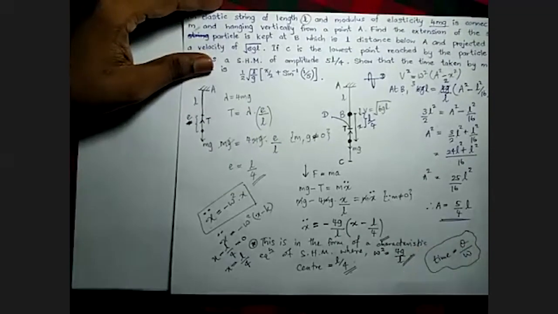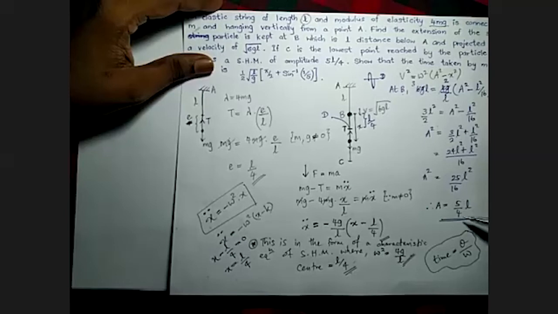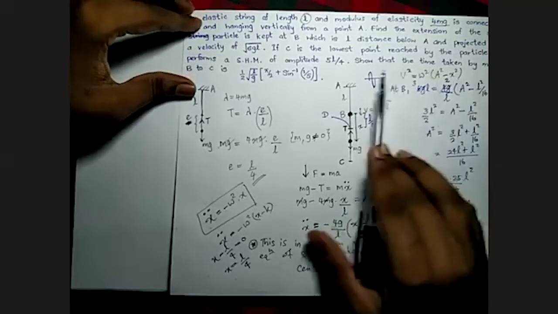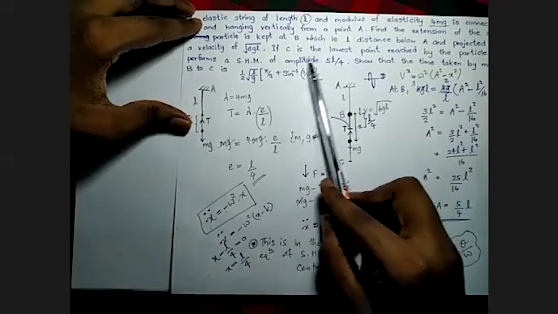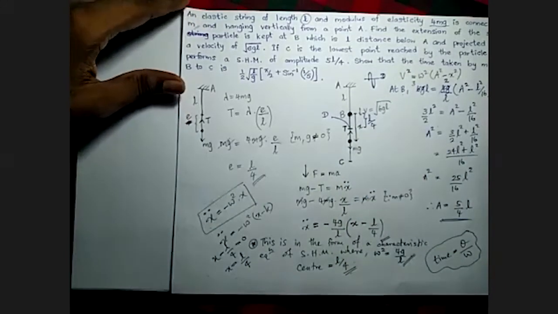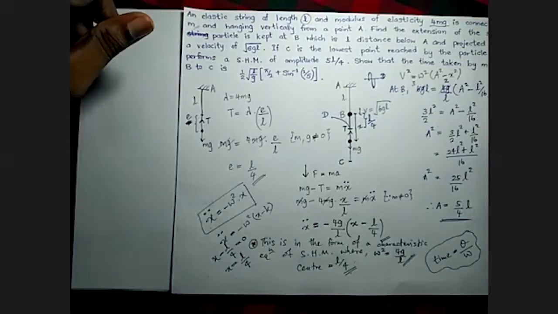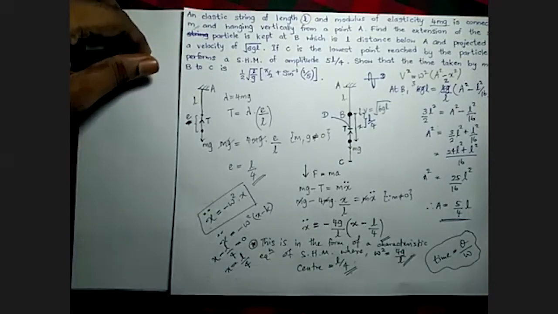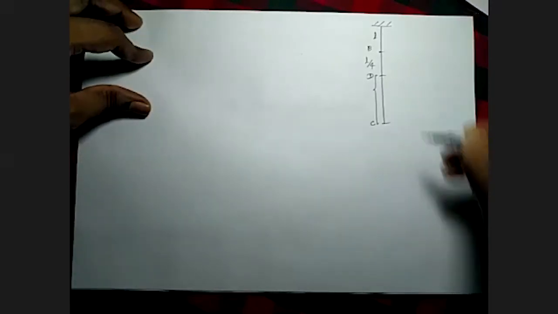Now there is another thing we can mark. In this calculation, we calculated the amplitude as 5L over 4. They have given that C is the lowest point reached by the particle. Lowest point means the amplitude. Amplitude is the lowest point that can be reached by the particle. That is 5L over 4. Then what can you say about this entire length? Think, what is that length?